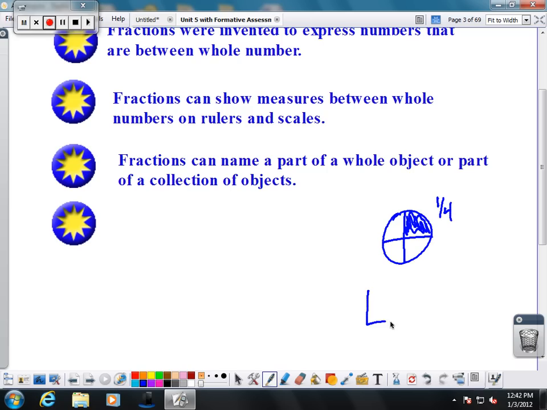Or if we're dealing with maybe a case of eggs, 4, 6, 8, 10, 12. So I have 12 eggs in one box. So there's my whole, and I crack 4 of those eggs. I have cracked 4 out of 12 eggs. So again, that gives you some quick examples of how we're using fractions in everyday life.